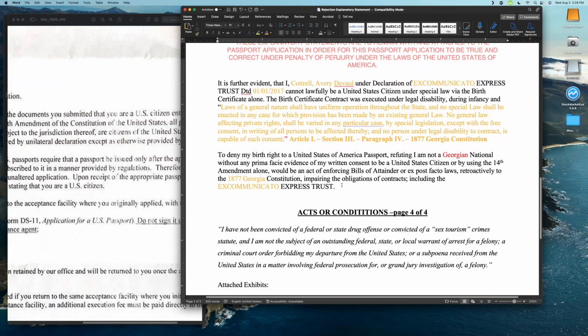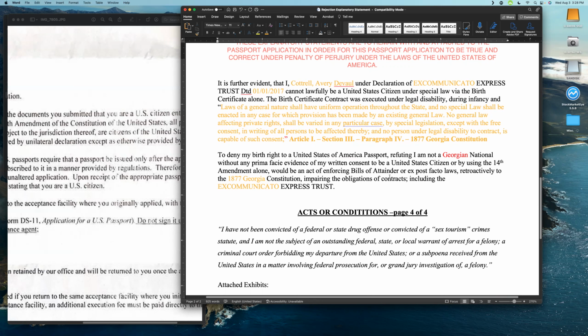Impairing what? The obligations of contracts, including the excommunicado express trust. And this is a contract too. So when they enforced 14th Amendment laws, that came after the 1877 Constitution, and it came after the Articles of Confederation. It came after the 1787 United States of America Constitution, and it came after the 1774 Articles of Association.